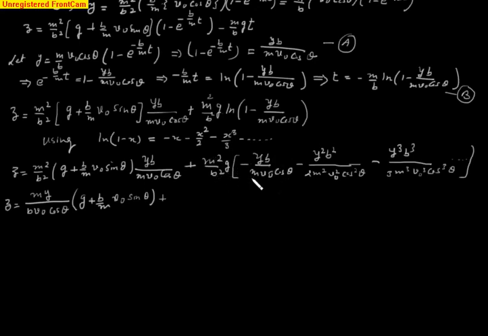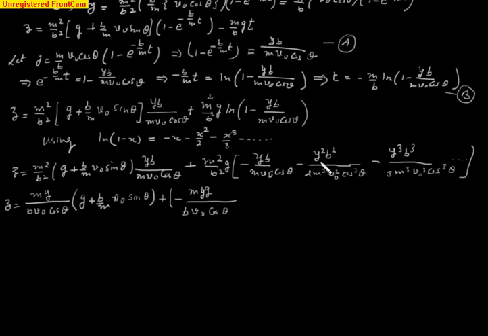So one b will cancel, one m will cancel here. We will get a negative term, that is minus m y into g, divided by, now this one m will cancel out, but one b will cancel out here. So again we get b v naught cos theta. This is the first term we are left with.